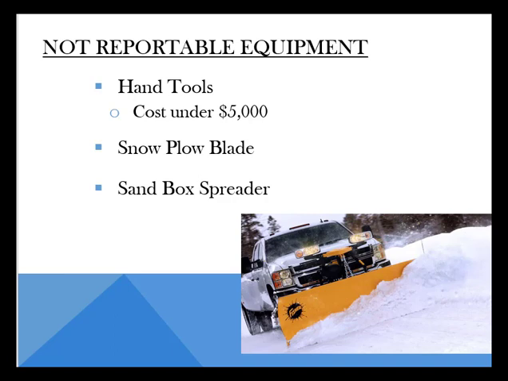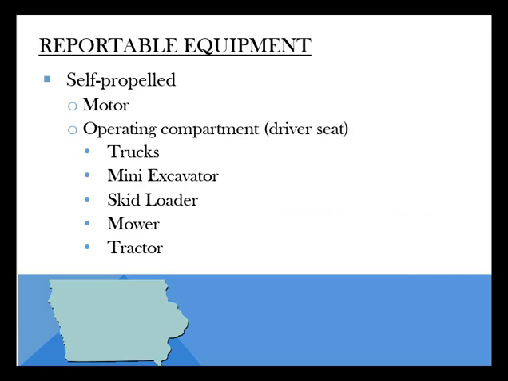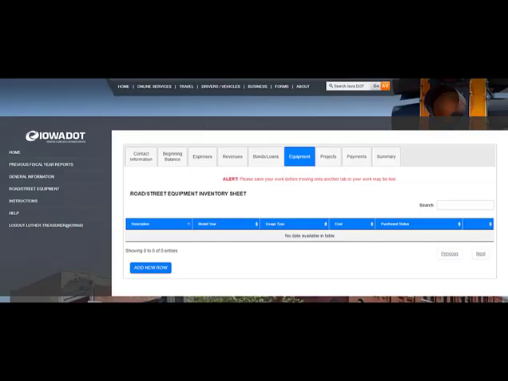So what kind of things do get reported? Definitely city trucks, dump trucks, skid loaders, end loaders, tractors, anything you're out using to do maintenance or construction on your city streets. So let's look at the Equipment tab.